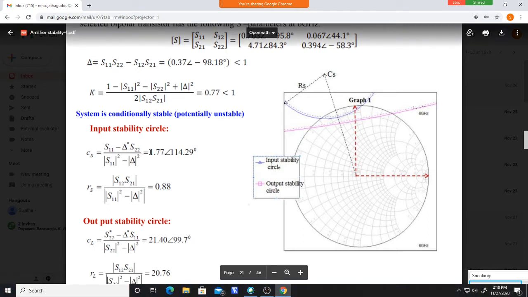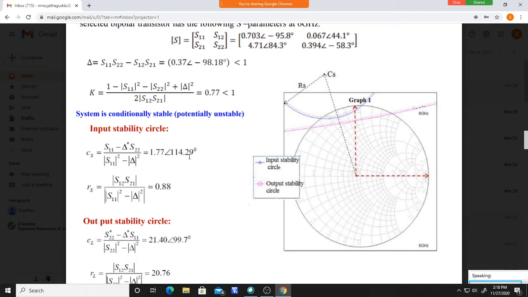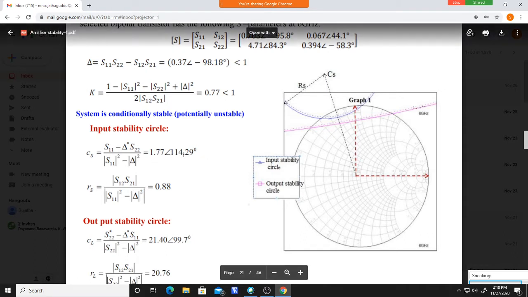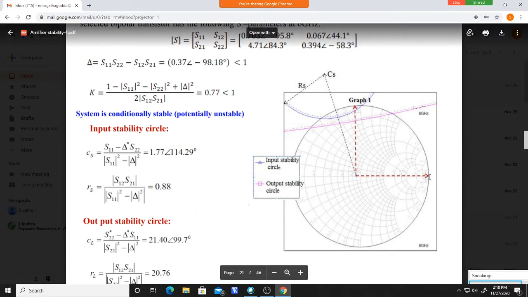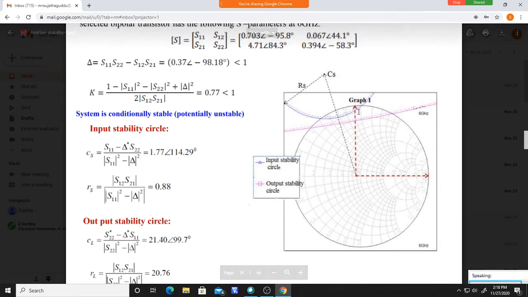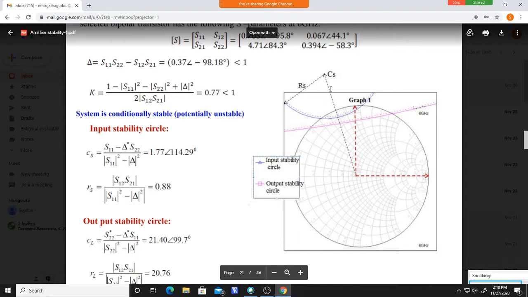So you should draw the circle. To draw the circle, first you should mark this 114.29 degrees. You see, this is 0 degree here. This point direction is 90 degree, and this is somewhere 114 degree. This point is 114 degree. You should draw a line passing through that. This is the line.